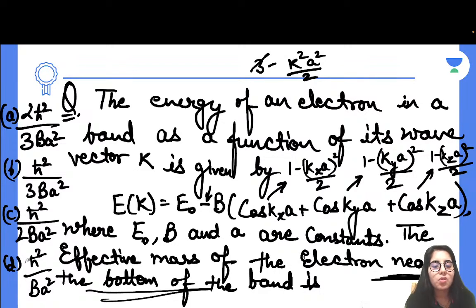So what was the main point in this situation? When they are talking about near the bottom of the band, it doesn't mean k is equal to 0. It means k is tending to 0, and that says k is small. And when k is small, cos theta, where theta has the k in it, can be taken as 1 minus theta squared over 2. So this is something you have to consider.